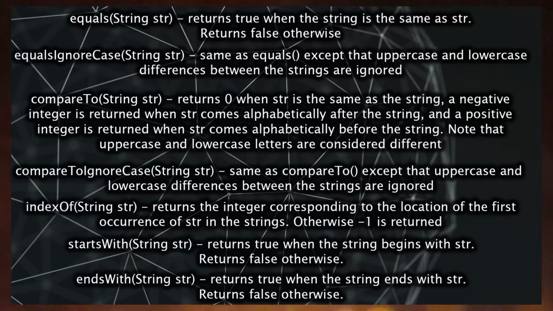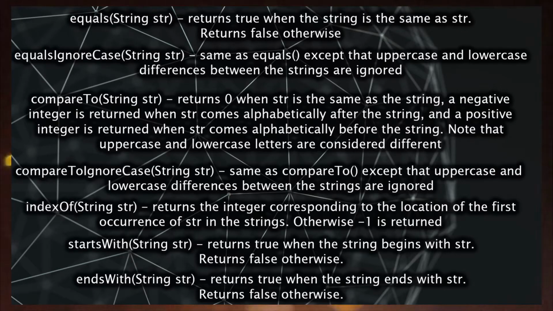Comparing strings. Strings are not compared like integers, say equals equals, greater than, etc. are not used to compare strings. We use methods from the string class. To start off with, we have equals(String str), which returns true when the string is the same as str, but returns false otherwise. We have equalsIgnoreCase(String str). It's the same as equals, except that uppercase and lowercase differences between the strings are ignored.